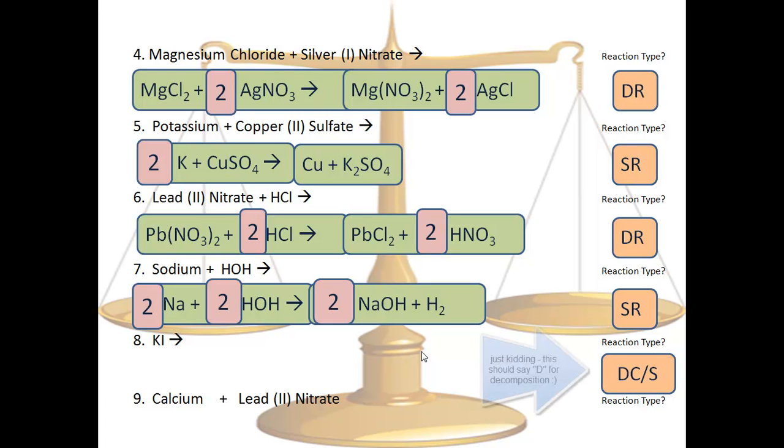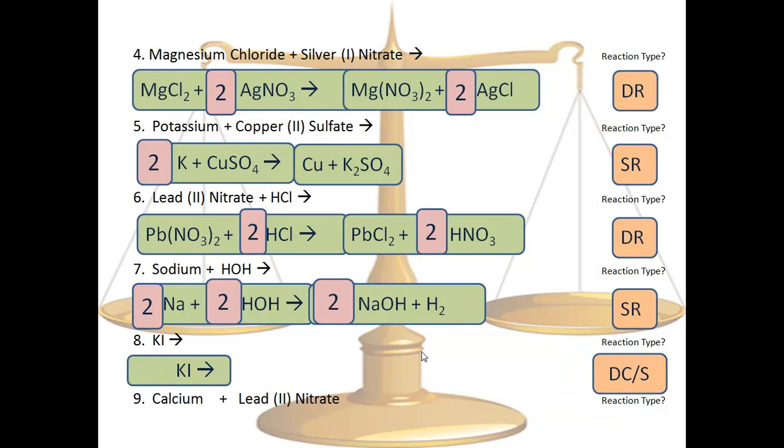KI, this is our first example of a decomposition one. This is kind of a weird one. So I've got K and I that are paired together, and these guys are going to break apart into K and I. Now if I double check my periodic table to see if K or I is a part of the special 7 that needs a pair, K is not. K can exist alone, but I has to exist as I2. It's one of those special 7 that needs a buddy.